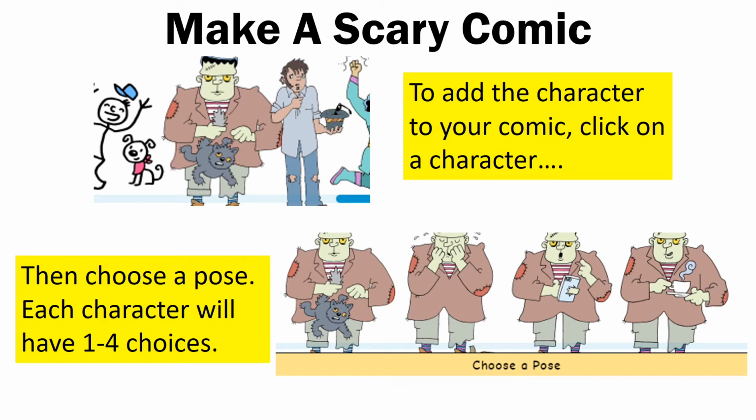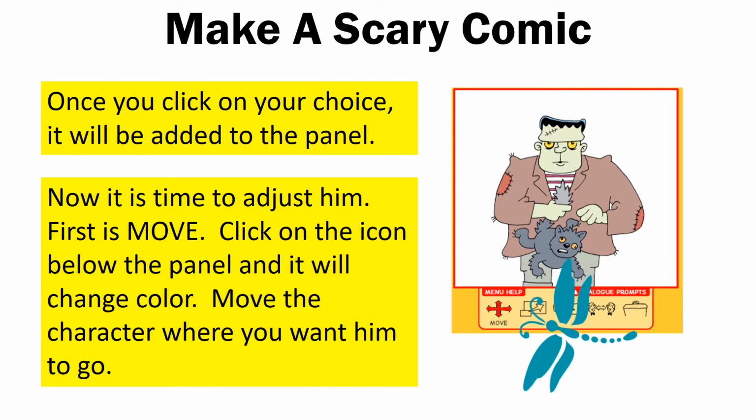So to add the character, you go to the character on the bar, click on the character, and then you'll choose a pose. Each character has 1 to 4 choices. On this one, our Frankenstein, he has a cat. He looks like he's crying or laughing. He's using his phone, or he's having some tea. Once you click on your choice, it'll be added to your panel.